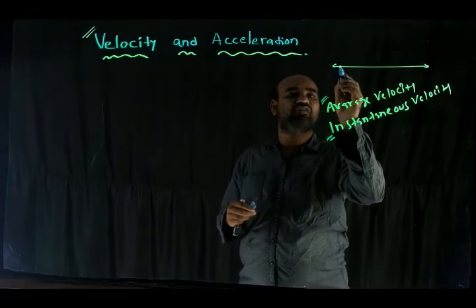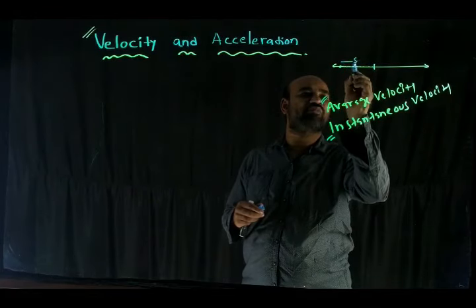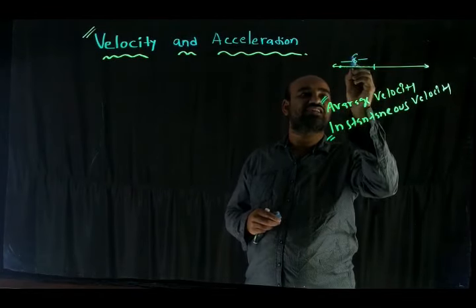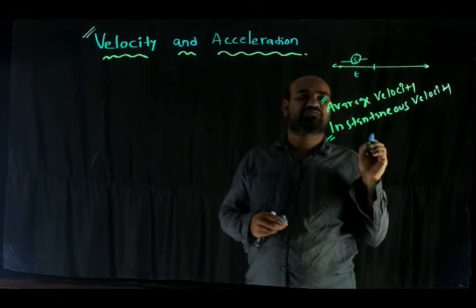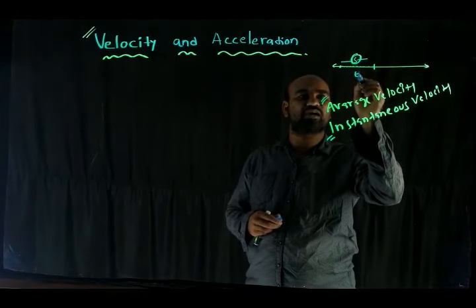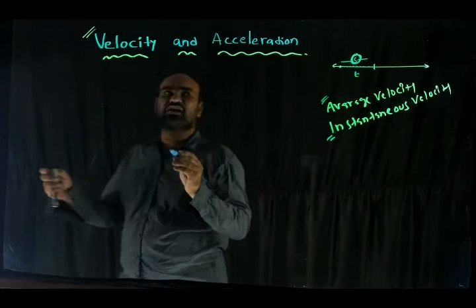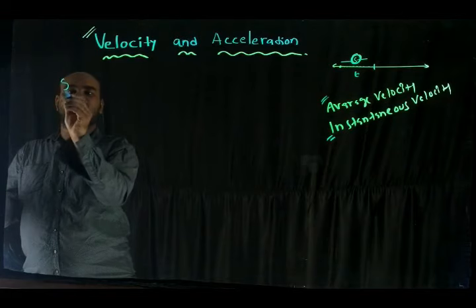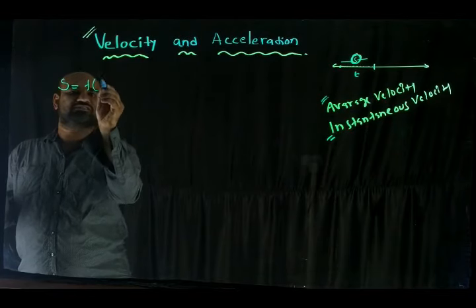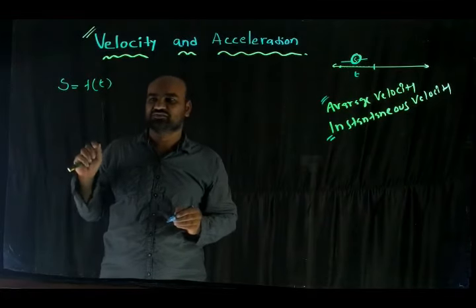A particle is moving on a straight line. After some time, the distance traveled by the particle is s, which means s is dependent upon time. That's why the distance traveled is always a function of t. So I can write: s is equal to f of t.